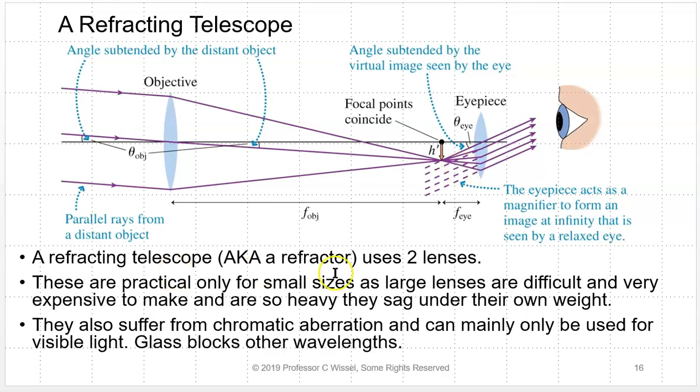Now, a refracting telescope uses 2 lenses. They are also called a refractor. These are practical only for small sizes, as large lenses are extremely difficult to make and are so heavy they sag under their own weight. On top of that, glass lenses are so heavy they can make the tube sag, and then you have trouble keeping the optics in alignment. If the optics get out of alignment, then the telescope basically becomes useless. These also suffer from chromatic aberration and can be mainly used only for visible light. Glass blocks other wavelengths. And most of the interesting stuff occurs at the other wavelengths.